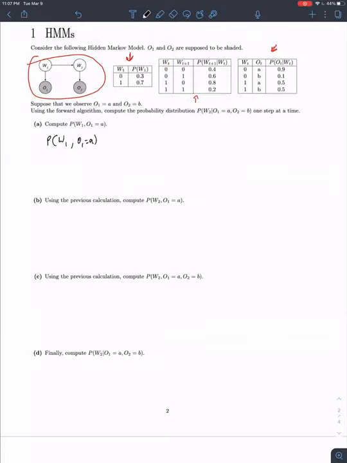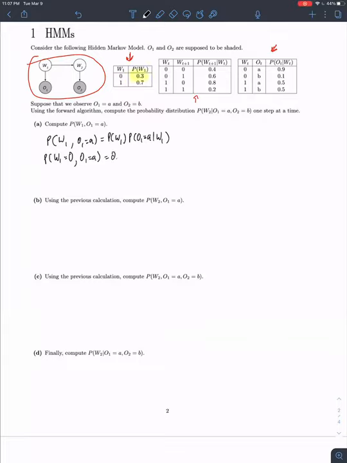We can just expand that using basically the definition of conditional probability. That's probability W1 times probability that O1 equals A given W1. And the reason we do this is that now these are just the tables we have, right? So we can sub in different values of W1. So probability that W1 equals 0 and observation 1 equals A. Well, probability W1 is 0, that's 0.3. We can see in this table.